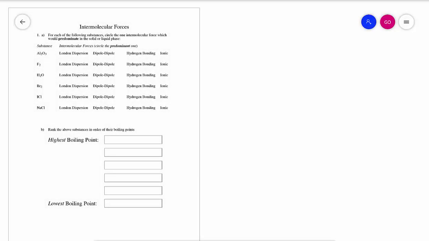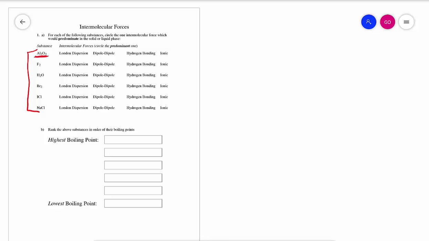Let us solve these problems together. For each of the following substances, circle the one intermolecular force which would predominate in the solid or liquid phase. These 6 substances are given to us. Let us begin with the first one, Al2O3.